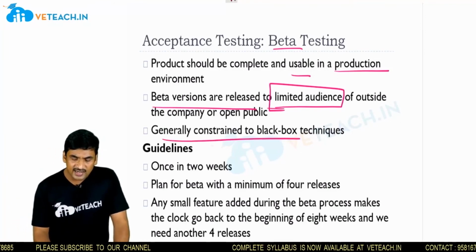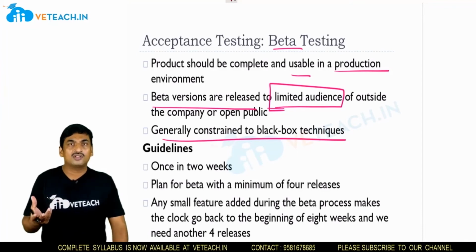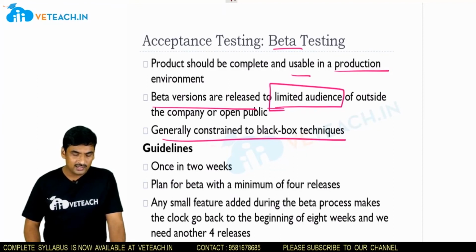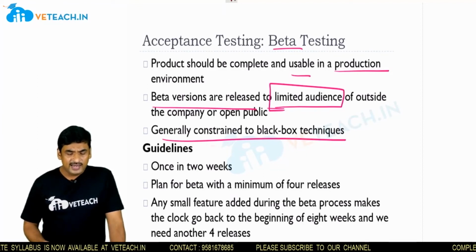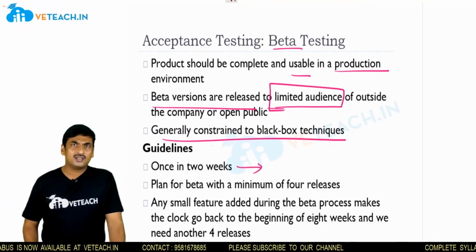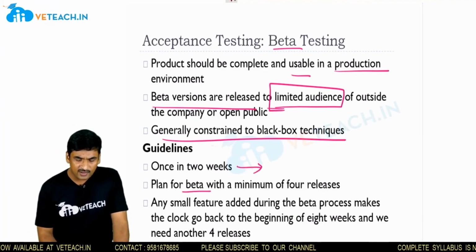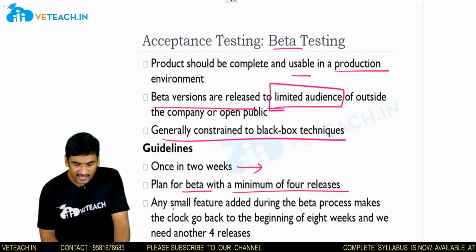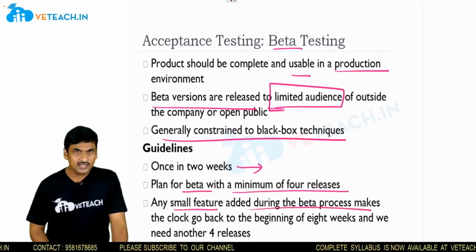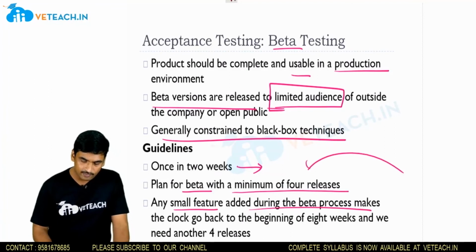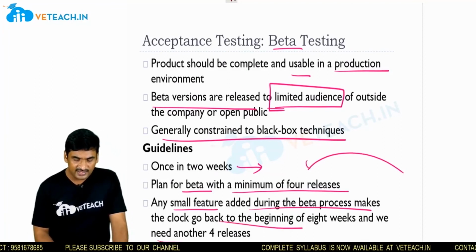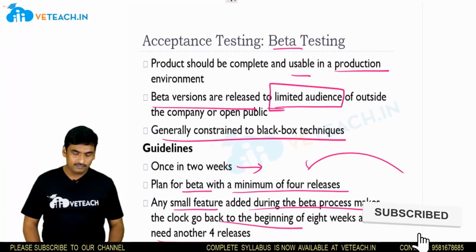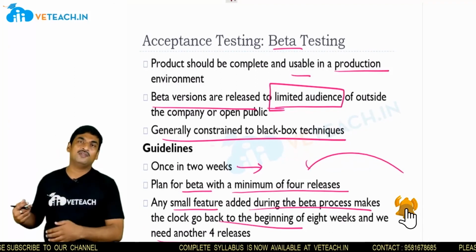So this is generally constrained to black box testing techniques, as people check the functionalities only. When do we perform it? What are the guidelines? This is performed once in 2 weeks. We plan for beta with a maximum of 4 releases. If some small feature is added during the beta process, we have to trace back to the beginning of 8 weeks and again perform 4 releases.